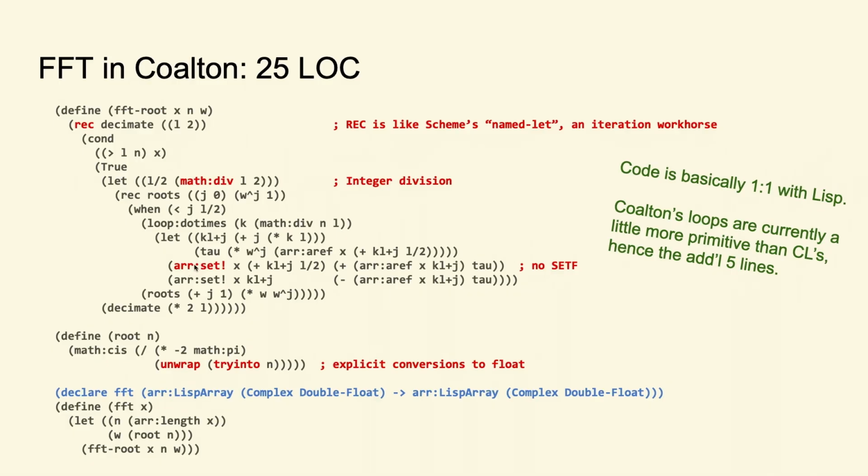We don't have setf or setf expanders. So we have just functions that mutate themselves. So we have this array set bang function. But otherwise, it's mostly the same. And then we have this unwrap try into thing. We have to explicitly convert between data types because Coalton is type safe. But otherwise, it's basically one-to-one. A couple little tiny differences to shore it up in terms of type safety, but otherwise, it's mostly the same. The driver's the same, but we had to do a little bit of extra work. Pretty straightforward. Mostly the same thing. If you can read Scheme or a weird hybrid between Scheme and Common Lisp, this is straightforward.